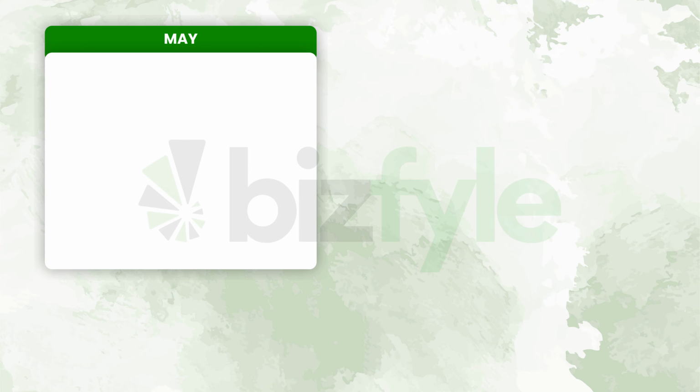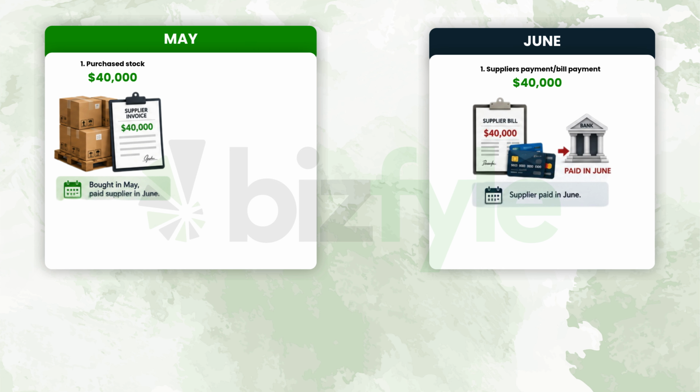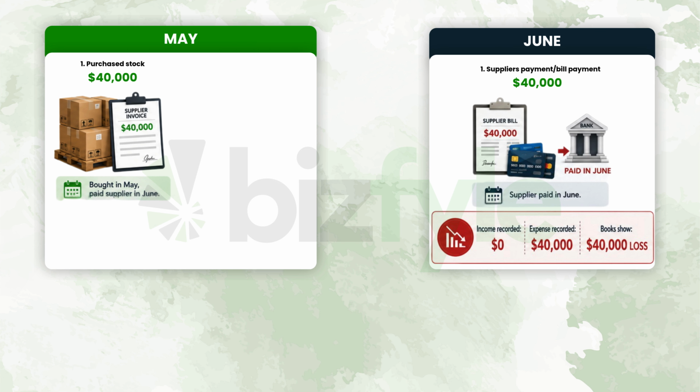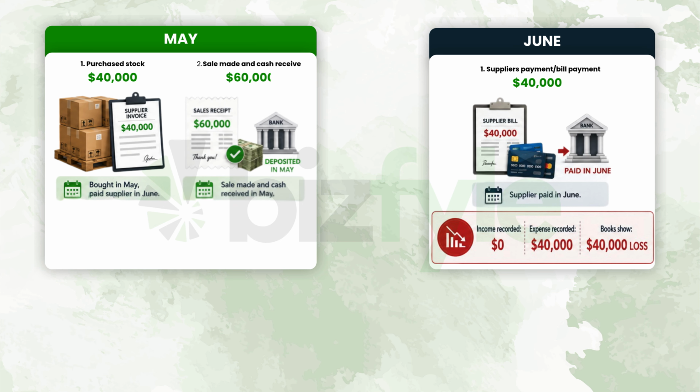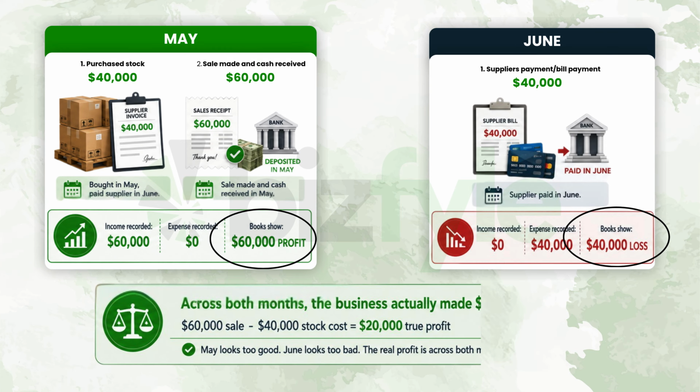Here's how that plays out. You bought $40,000 worth of stock in May, but you do not pay the supplier until June. So the expense gets recorded in June, but you made the sale for $60,000 and got paid in May itself. So the income gets recorded in May, which means May shows sales only and June shows the expense only. So May appears to show a $60,000 profit, while June appears to show a $40,000 loss, even though across the 2 months, your business actually made $20,000.